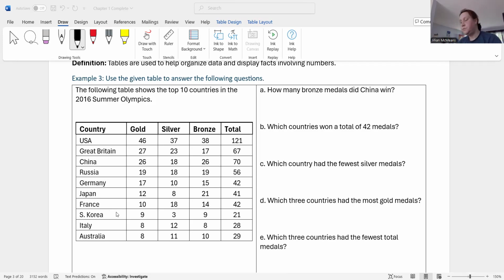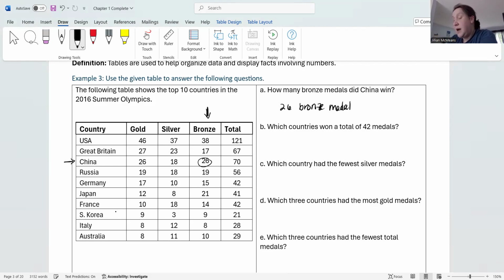We're ready to start. So the first question we have here is, how many bronze medals did China win? Well, we want to go to the row for China and then figure out which column indicates bronze medals. So we've got our row for China, our column for bronze. Where do the two meet? Well, China earned 26 bronze medals.